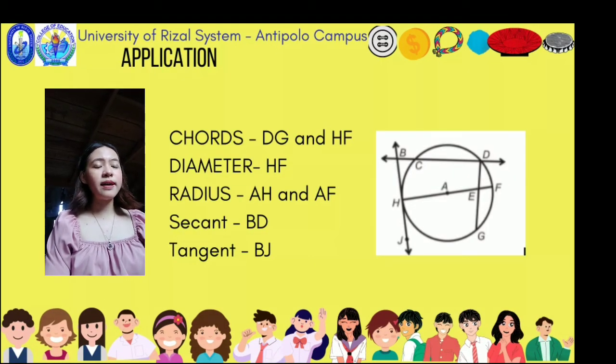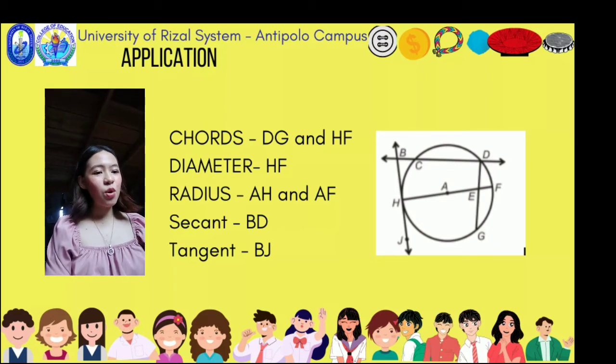Yes, the chords are the lines DG, as you can see, and HF. The diameter is the line HF. The radius is the line AH, and AF. The secant is the line BD. BD, correct. The tangent is line BJ. Correct. Thank you so much, groups. Okay, very good. All the groups did the correct answer.